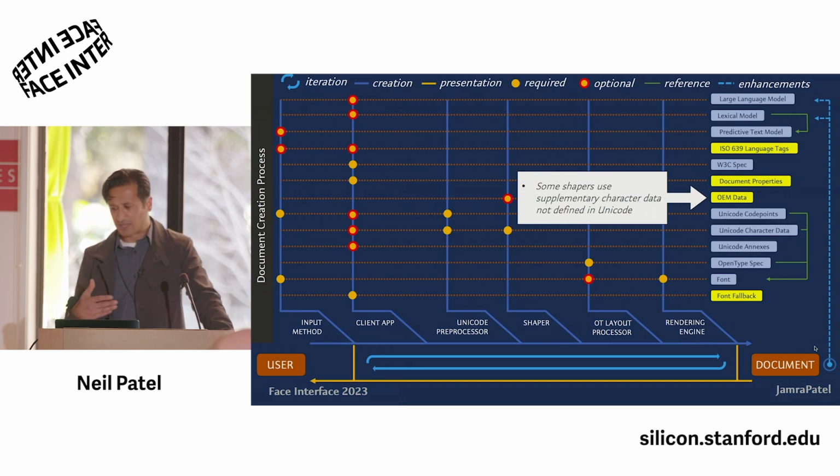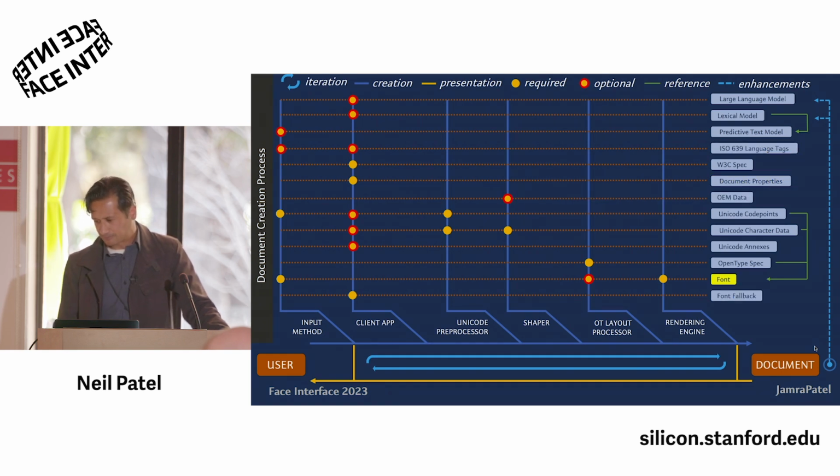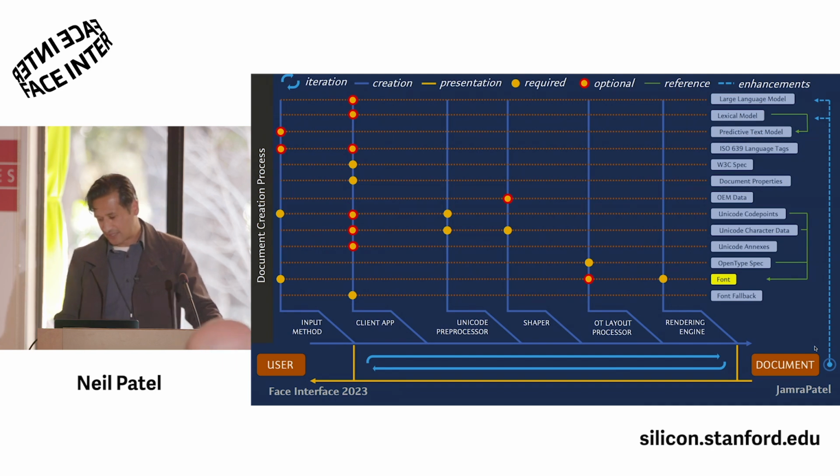There's all this supplementary data, right? You may need your ISO 639 language tags for a document or app to know what language you're working in, which may enable certain features. You have font fallback, which can occur if the font doesn't have the glyphs you need. And then there are some shapers that use supplementary character data that's not strictly part of the Unicode spec. And then we have the font itself, which has not only the outline data, but also the metrics data, the side bearings, the vertical metrics. That information is all in there.